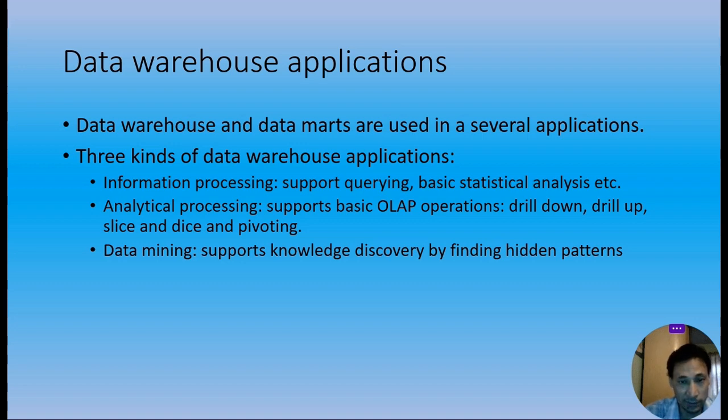There are 3 kinds of data warehouse applications. First one is information processing. Second one is analytical processing. Third one is data mining. In the case of information processing, users' queries are executed and basic statistical analysis of the data is performed. In the case of analytical processing, OLAP operations like drill down, drill up, slice and dice, and pivoting are performed.